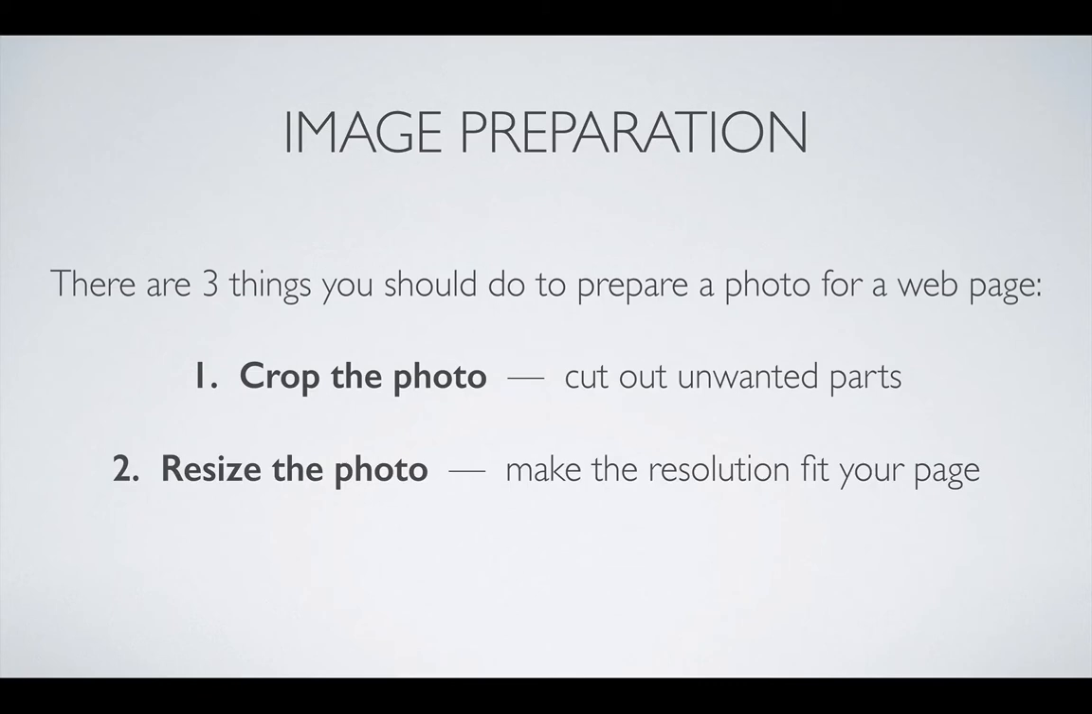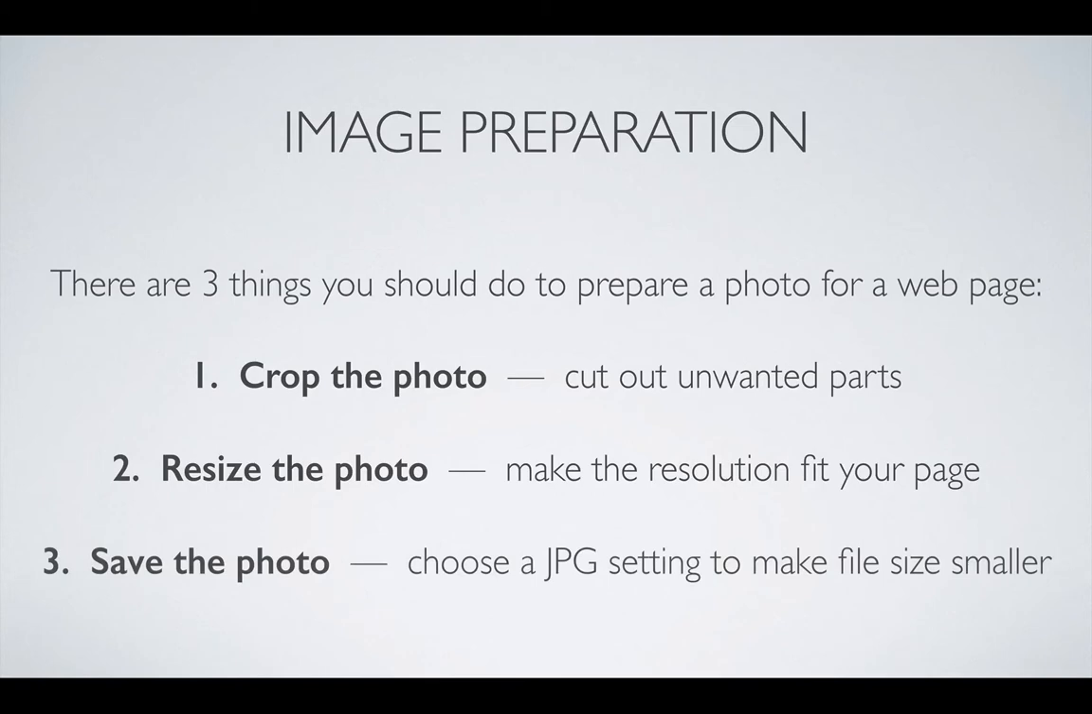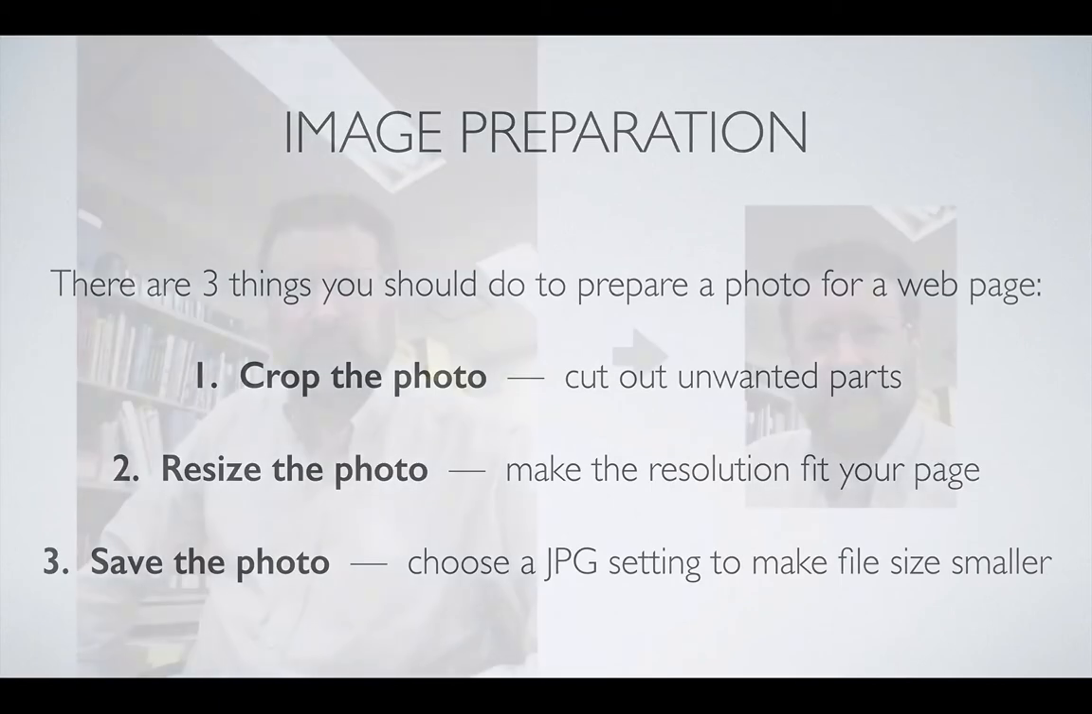If it's 3,200 pixels wide, you want to make that much smaller. Probably no more than 1,200 pixels wide, but probably a lot less than that, depending on your needs. And then finally, you want to save the photo. Choose a JPEG setting, a compression setting, that makes the file size smaller, but maintains a fair amount of quality.